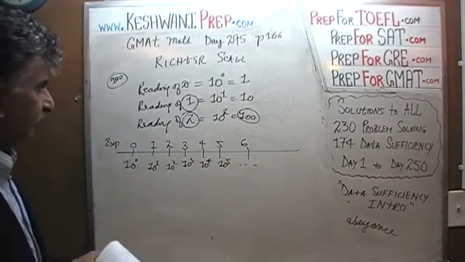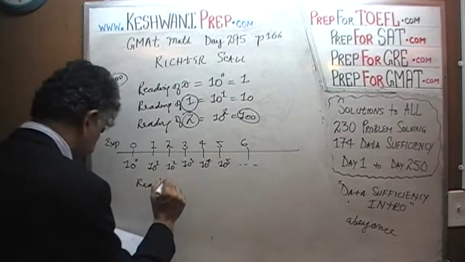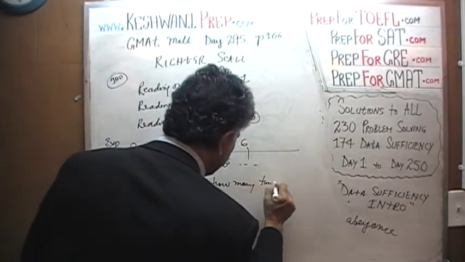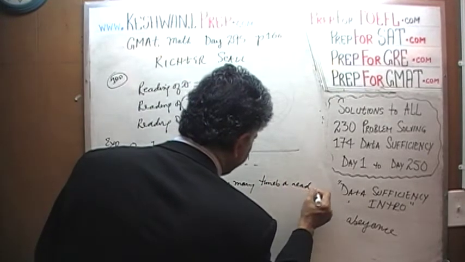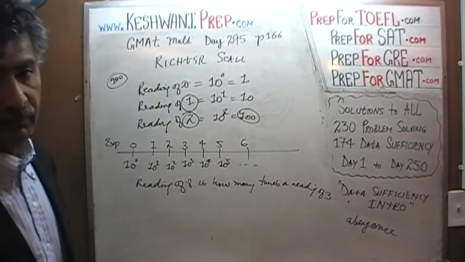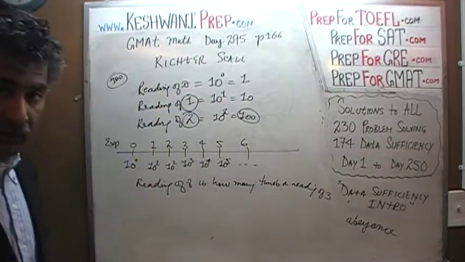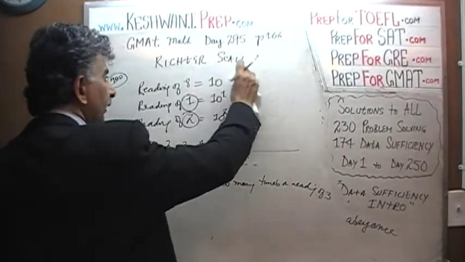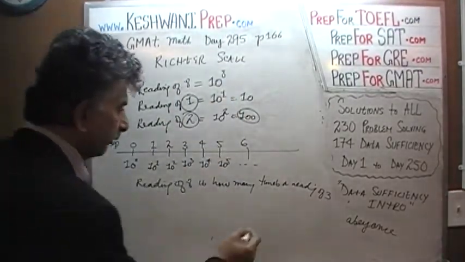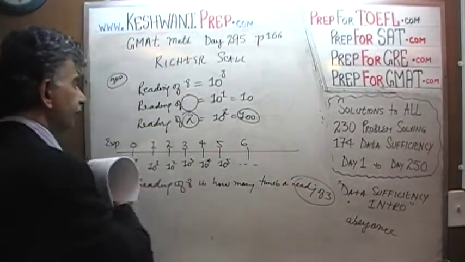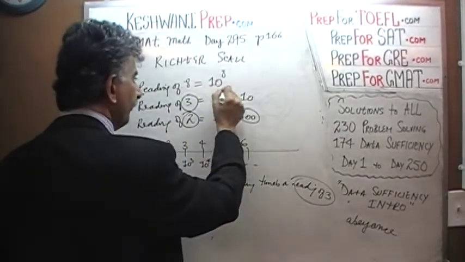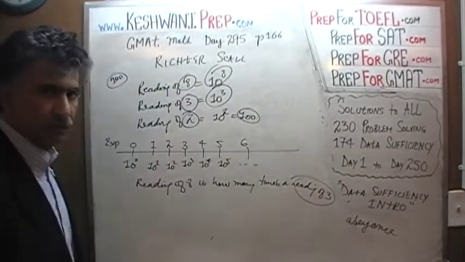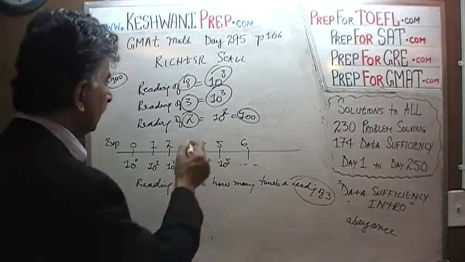The question is this: a reading of 8 is how many times a reading of 3? But now that we understand what this scale is all about, it's very simple. A reading of 8 means 10 raised to 8, and a reading of 3 would mean 10 raised to 3. That's all. And what they're asking here is how many times stronger this earthquake of magnitude 8 is compared to the earthquake of magnitude 3.